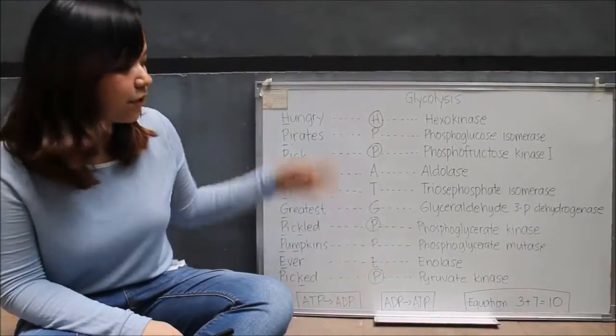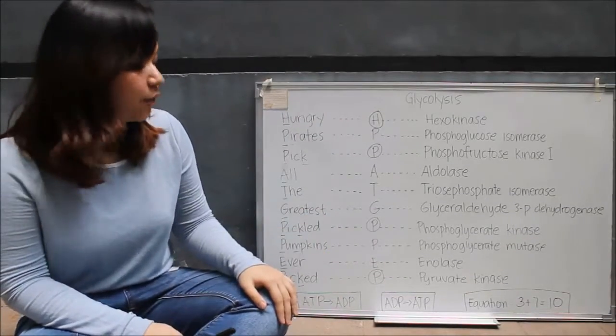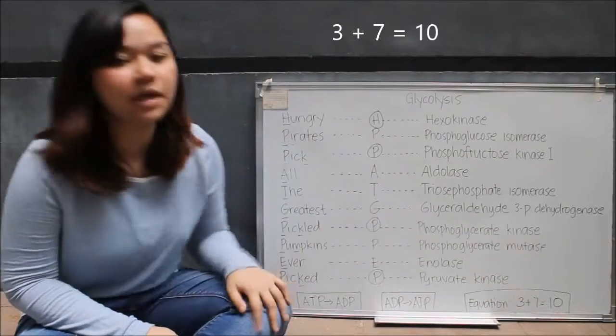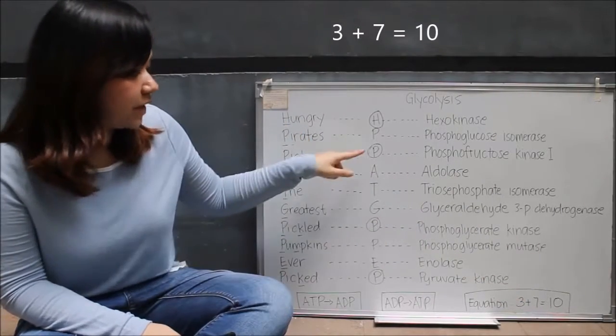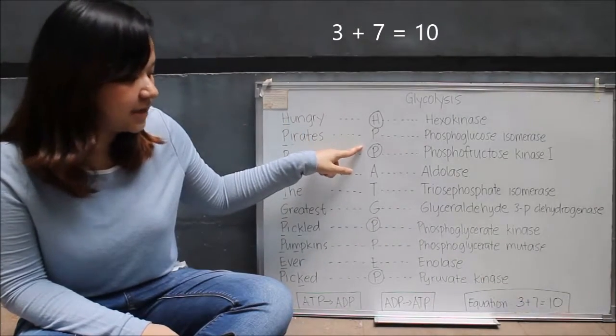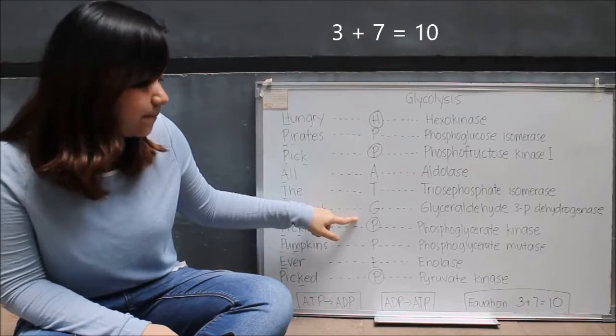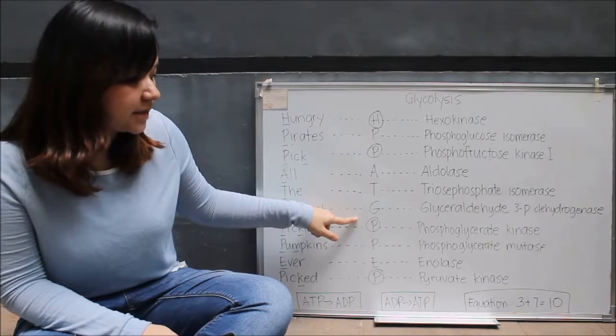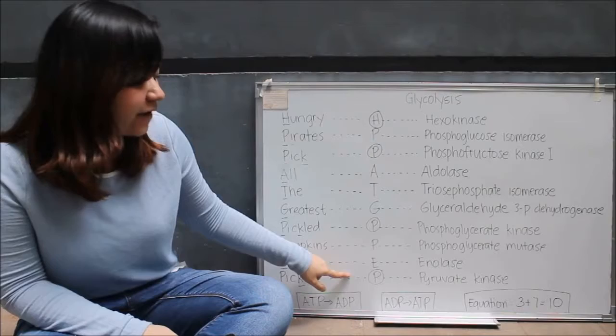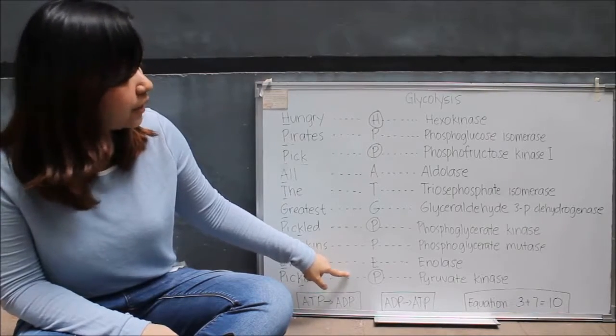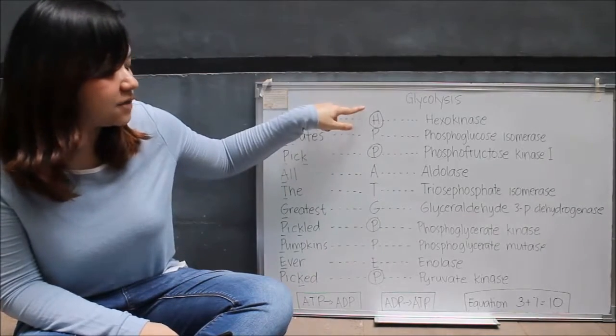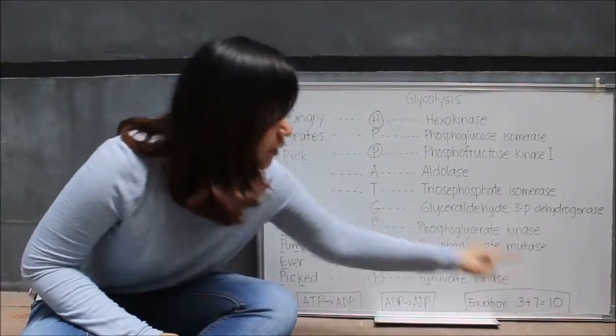For us to remember this more, we can use the equation 3 plus 7 is equal to 10. We use 3 for phosphofructose kinase, the 7th enzyme, phosphoglycerate kinase, and 10 for pyruvate kinase. Now we're going to use hexokinase, the first enzyme, as part of the number 10.